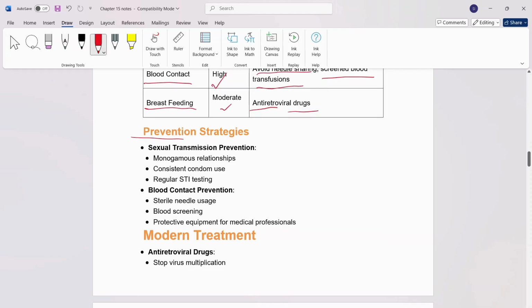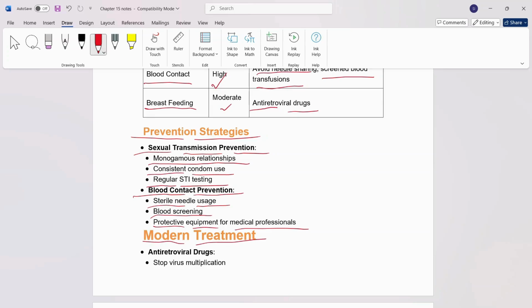Now let's talk about prevention strategies. Sexual transmission prevention: monogamous relationship, consistent condom use, regular STI testing. Then we have blood contact prevention: sterile needle usage, blood screening, protective equipment for medical professionals.